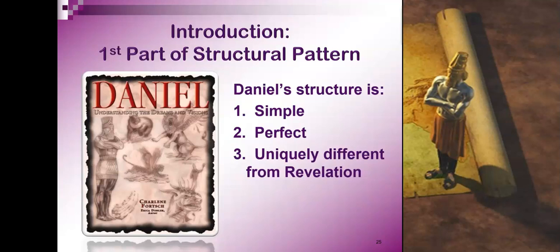Daniel's structure is number 1, simple. Number 2, perfect. Number 3, uniquely different from Revelation, as Charlene was sharing. So this is extremely interesting to all of us, because before this, I didn't even know that Daniel had a particular structure, a particular pattern of a structure. So not only is it shown once, but multiple times, as Charlene was sharing with us.